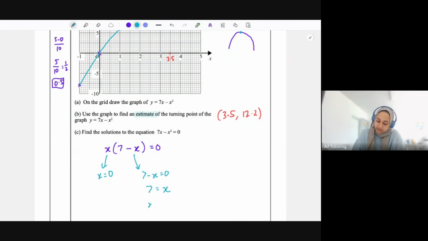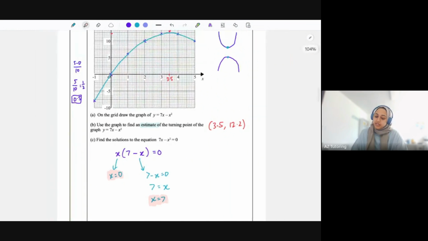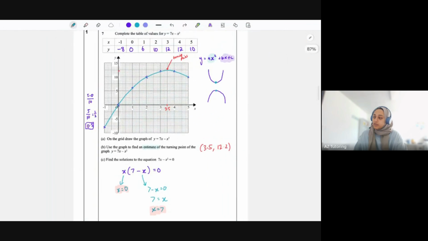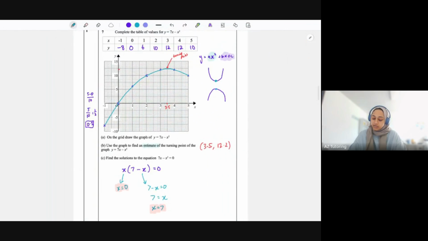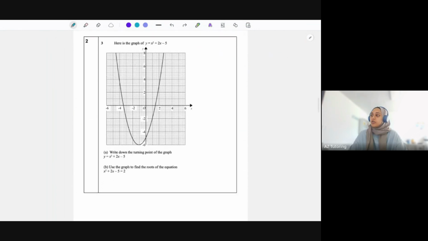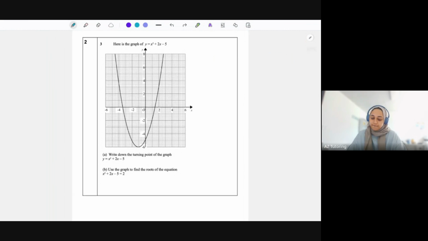So instead of writing it like that, I'll just write x equals 7. So there are two values. x could equal 0 or x could equal 7. 7 seems like a sensible answer since this graph is going to continue downwards, and it does look like it will cross 7 when it gets over there. So that's a sensible answer for that one. So x equals 0 or x equals 7. They're your solutions. Okay, moving on to the next quadratic equation question.